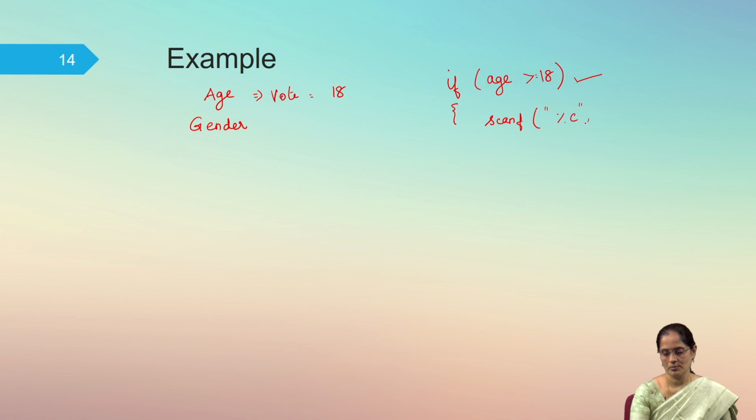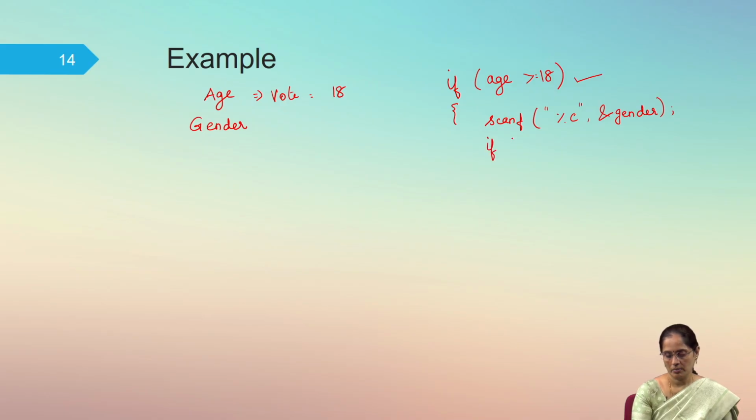Let us have %c because it is going to be M for male and F for female. So, I will just include the gender details. Then we have to check if the gender is male, we are going to use a different counter for counting the number of male votes, and if the gender is female, we will have a different counter to count the number of female votes.